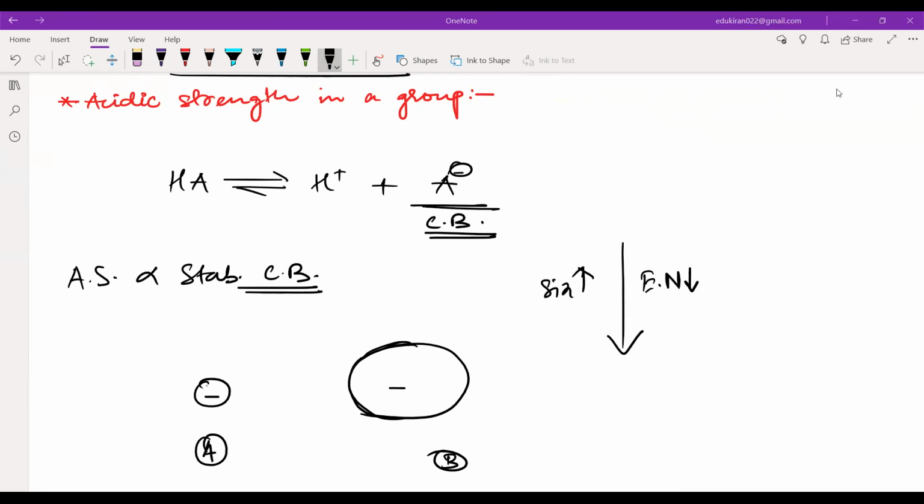Stability, acha, you tell me. Stability is directly proportional to charge density or inversely proportional to charge density? It is inversely proportional to charge density, na? Yes, sir. Now you tell me, where is the charge density higher? In B. In B the charge density is higher. There is more negative charge there. Where? There is only one negative, right? A negative, there will be only one negative.